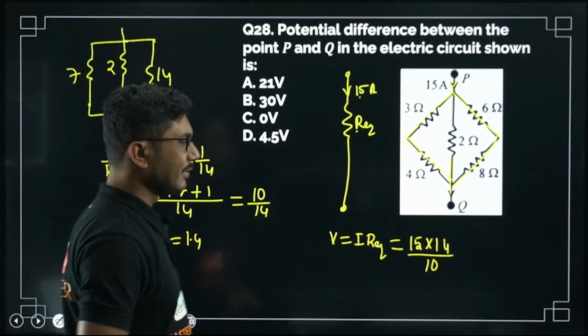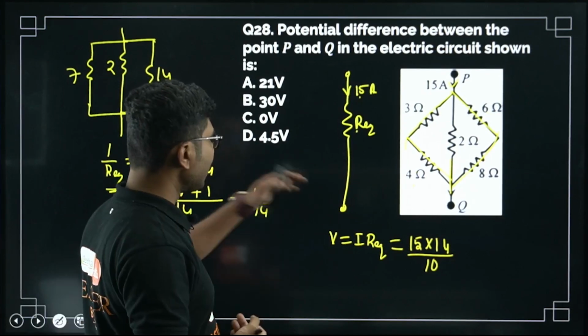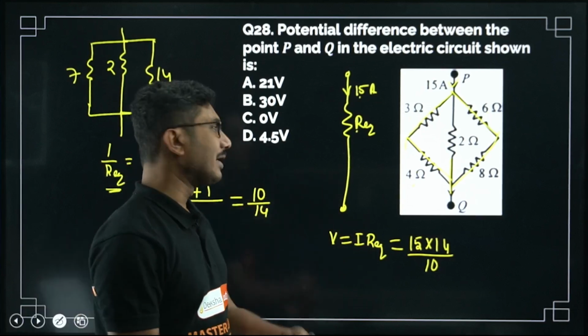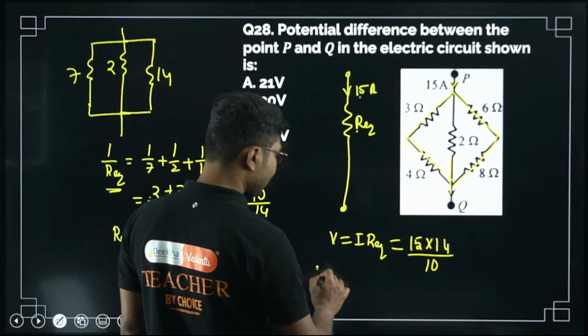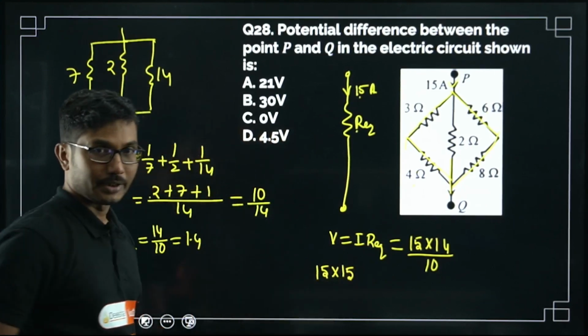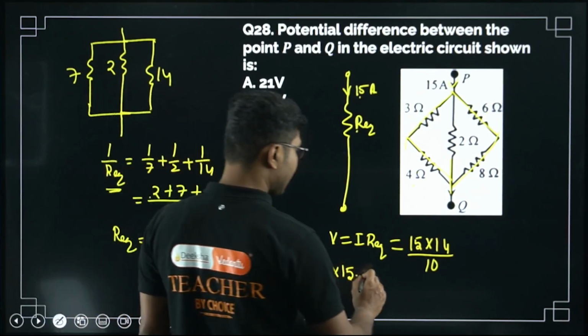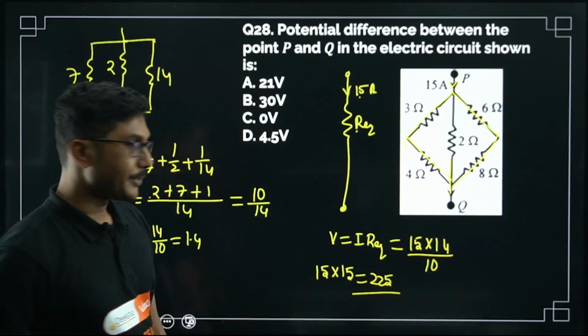Okay, now what I will do is approximation, as usual. You can do the mathematics and calculate the exact value, but I like to do approximation. Approximation is my best friend. So what is the answer for 15 into 15? 15 into 15, we know that is 225, right?